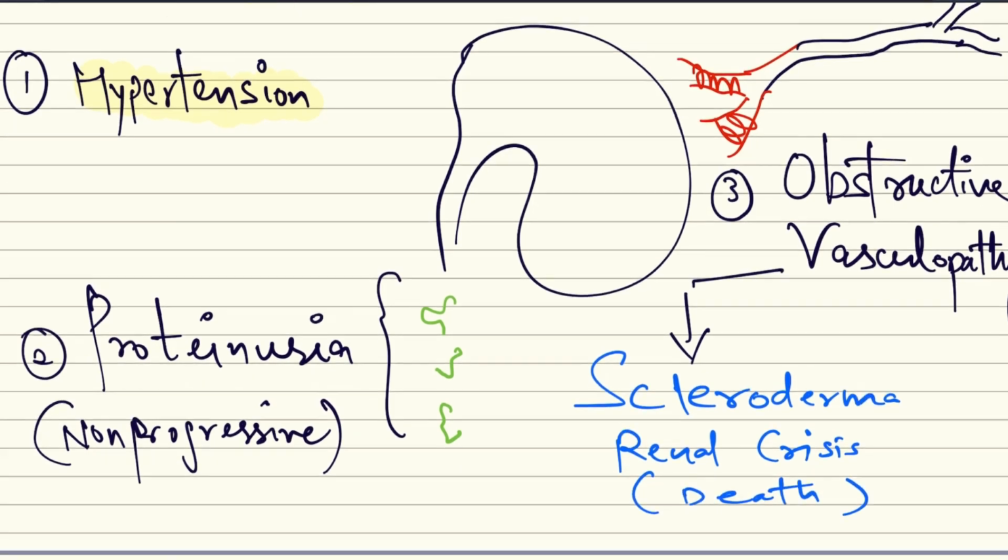Also, there is loss of proteins in the urine. This is called proteinuria, and this proteinuria in systemic sclerosis is non-progressive proteinuria. Also, there occurs the obstruction in the cortical renal arteries. This is called obstructive vasculopathy, and because of obstructive vasculopathy, they are prone to scleroderma renal crisis, and it is the major cause of death in patients of systemic sclerosis.